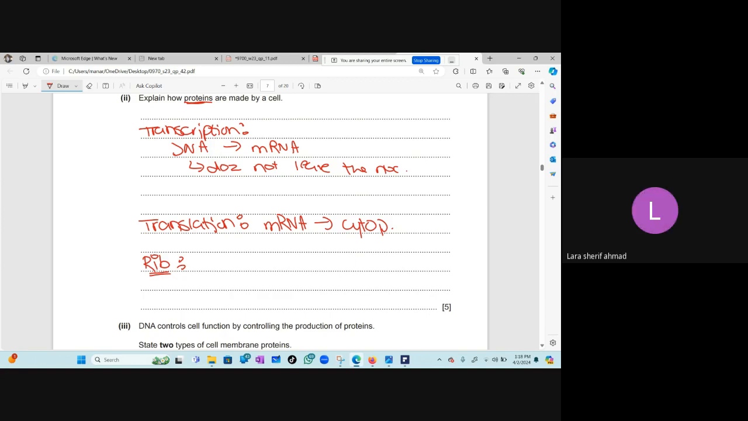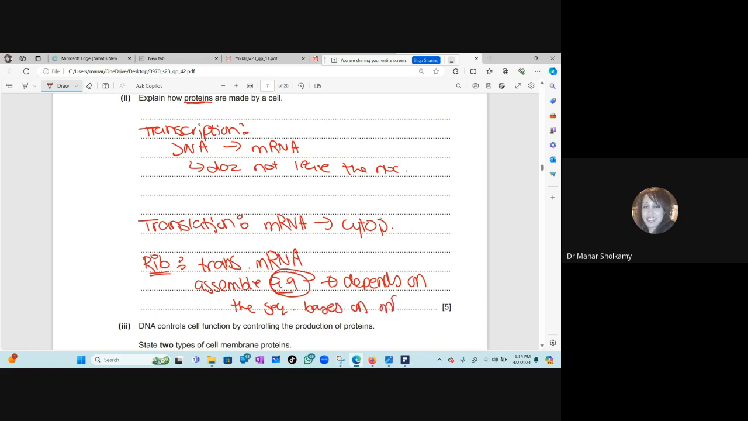The genes get translated onto the ribosome. How do we do it? We said it will arrange the sequence of amino acids. Correct. So we will translate the messenger RNA, and there's a very popular sentence that we write: it will assemble the amino acids, and the order of the amino acids depends on the sequence of bases on the messenger RNA.